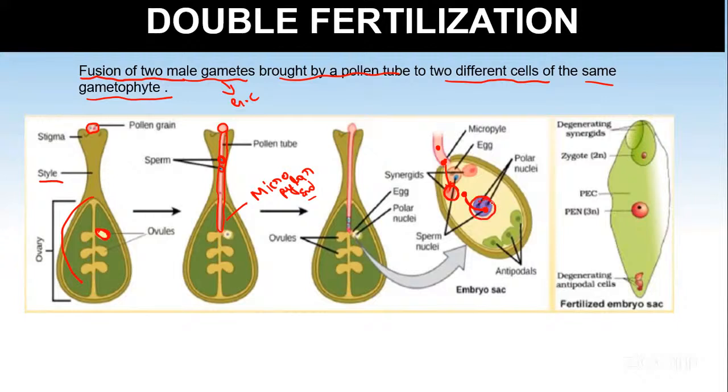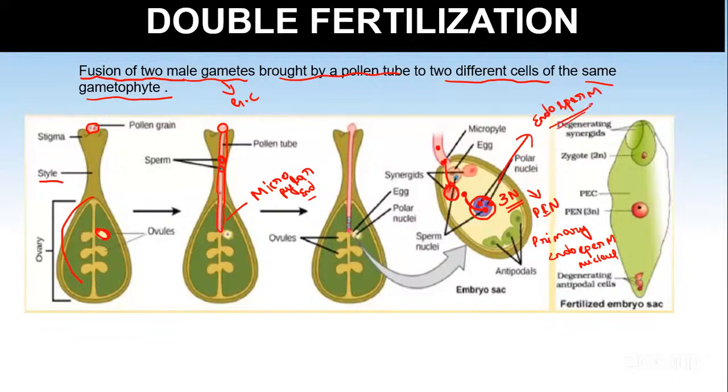Now two polar nuclei are there and the male gamete also fuses. Now this is called 3N, that is triploid, and it is also called PEN. PEN means primary endosperm nucleus. Now this 3N undergoes division to form the endosperm. It is going to develop into the endosperm now.